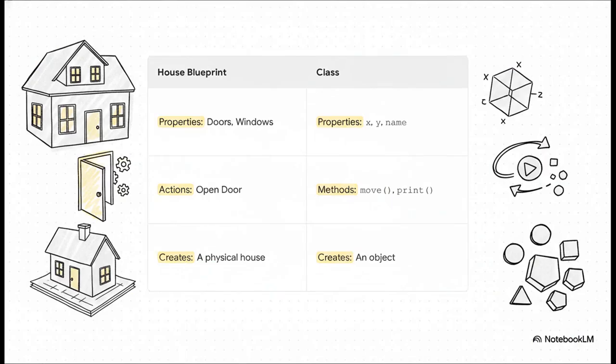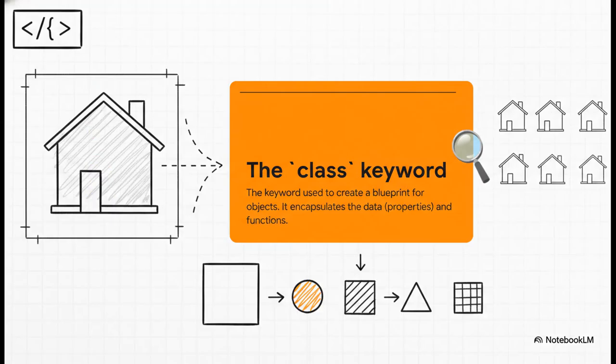Look at how this analogy lines up. A blueprint for a house defines its properties: doors, windows, rooms. A class does the same for our object. It might have X and Y coordinates or a name. A blueprint shows actions, like opening a door, and a class defines methods, which are just the actions our object can do. And the great thing is, in a language like TypeScript, it's super straightforward. You just use the keyword class to start laying out this blueprint for all your future objects.